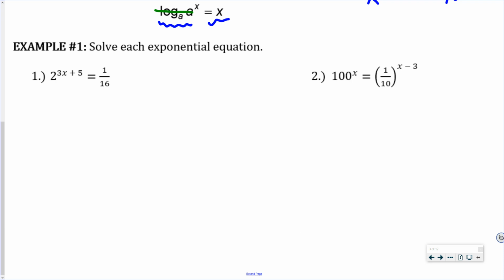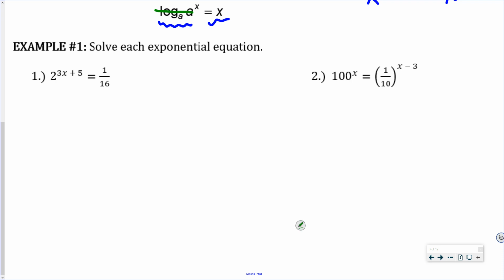So first we're going to do the one with what they call the one-to-one property, where I would be able to write each side with the same base. This would essentially be the easiest way to solve something like this. In this exponential equation, my base is 2, right? So I see 16, I know it's 1/16, but I see 16, and I could rewrite the number 16 with a base of 2, that's 2 to the 4th.